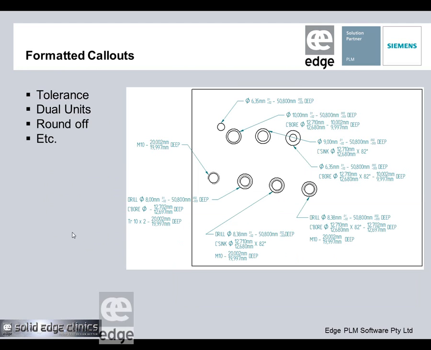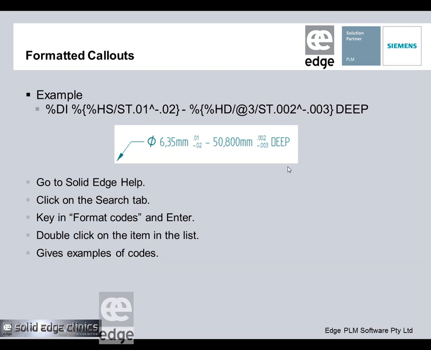Now, a lot of people need to be able to format callouts. In this very busy slide here, we want things like tolerance, dual units, different round-offs. Your default for ISO is 2 decimal places. There may be some that are 3 or 4 decimal places. Be able to change all of those sorts of things and easily format those and set them up so you can recall them. So here's an example. And you look at that sort of thing and you think, how on earth do I do that? That's just too complicated. Okay, it's not really if you analyze what's going on.